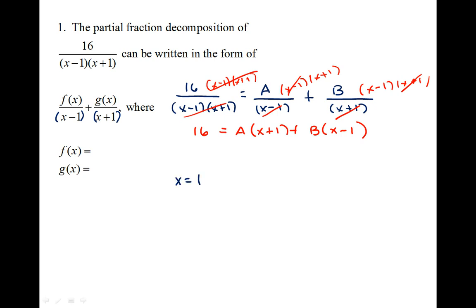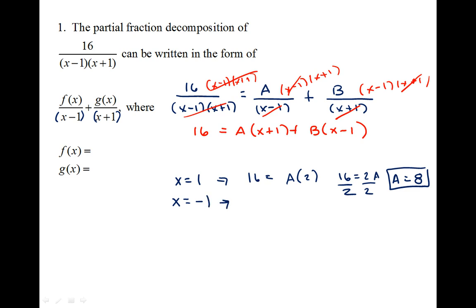If x were equal to 1 and we plug that in, well, that would mean that 16 would equal a times 2, since 1 plus 1 is 2, plus, well, 1 minus 1 is 0, and 0 times b is 0. So we just get 16 equals 2a. Divide both sides by 2, so a would equal 8. All right, and then to solve for b, we'll just say, well, let's let x equal negative 1.